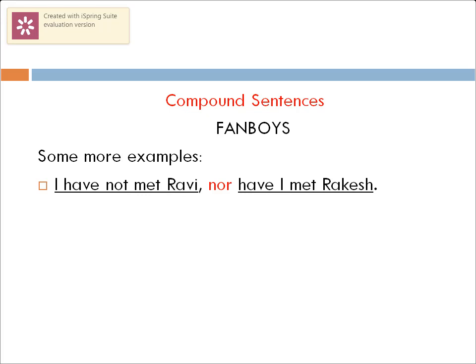I have not met Ravi, nor have I met Rakesh. In this sentence, you find there are two independent clauses. I have not met Ravi, I have met Rakesh. And both of these independent clauses are joined by the conjunction nor.